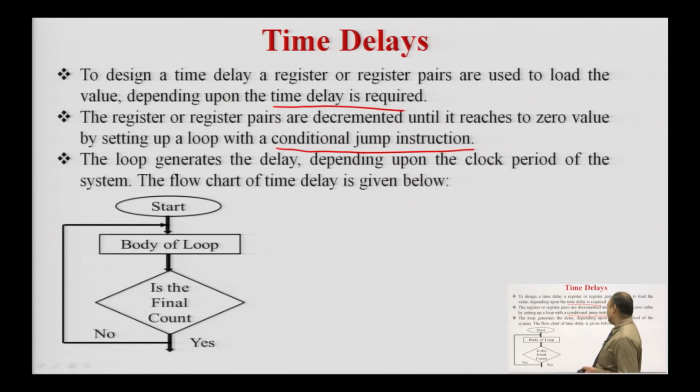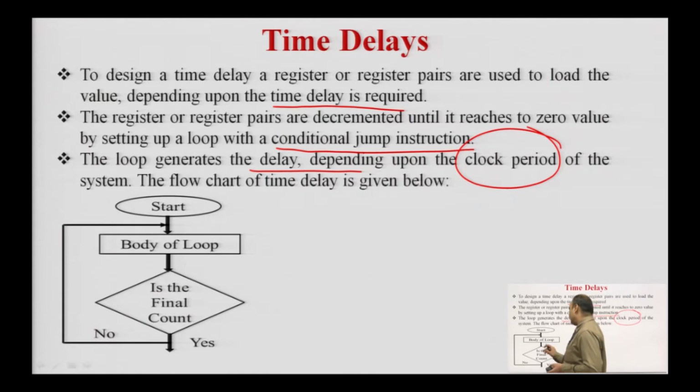The loop generates the delay depending upon the clock period of the system. The flow chart of the time delay is given. Here is the body of the loop, and there is a condition. If the condition is satisfied, the loop continues, and if the condition is false, it comes out of the loop. So this is the structure of the time delay.